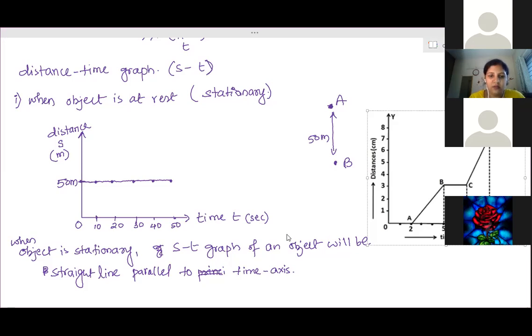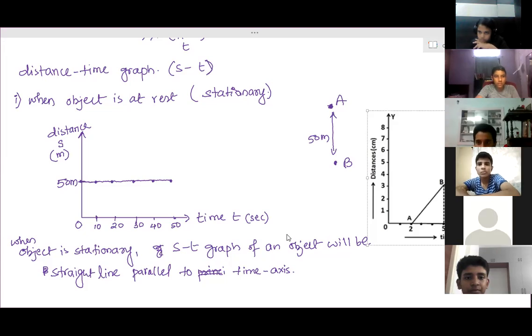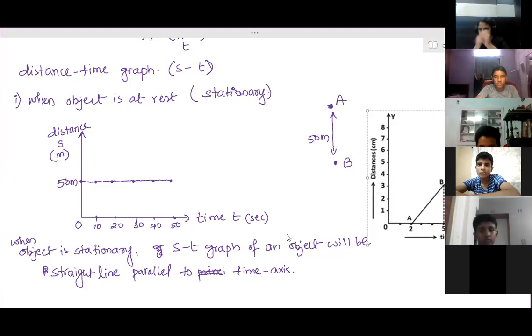Is it clear? Yes, ma'am. Ma'am, the movement of the position A to B, accelerating? No.